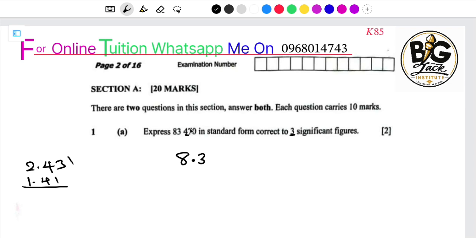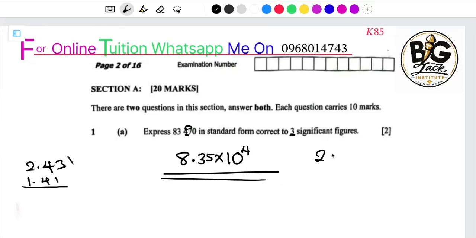So I have to get 1 from this 7 here and then add to this number so that I get 5. Then multiply by 10 to the power of the number of decimal places. How many were they? They were 4. Then you are done.